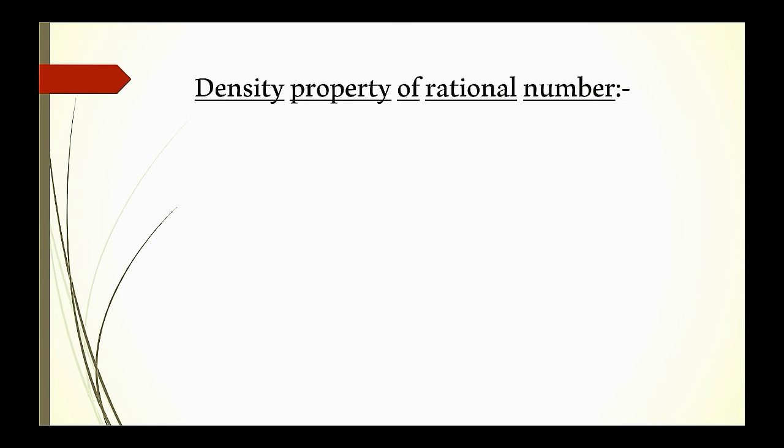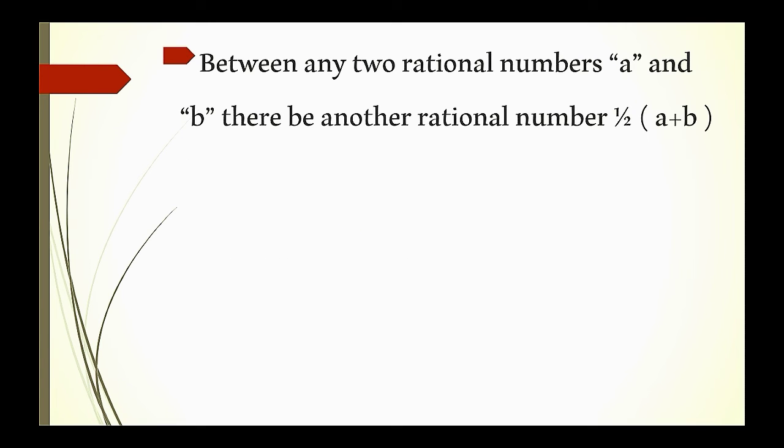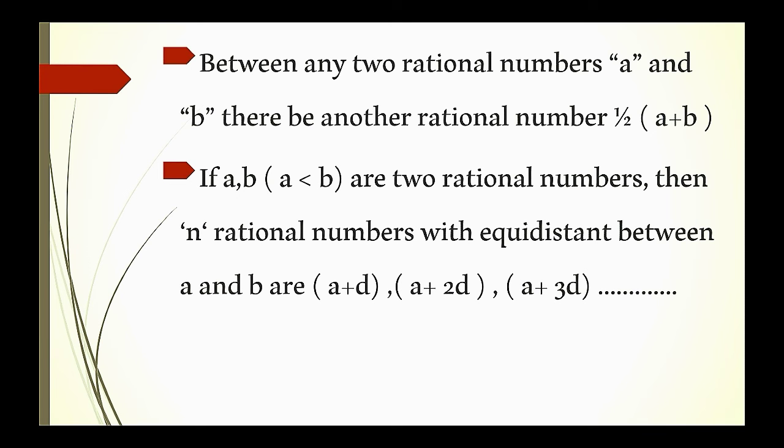Next topic. Density property. Between any two rational numbers, there exist infinite rational numbers. This property of rational numbers is called the density property. In this property, there is a formula to learn how to find the numbers between any two rational numbers. To find those rational numbers, we have a formula.